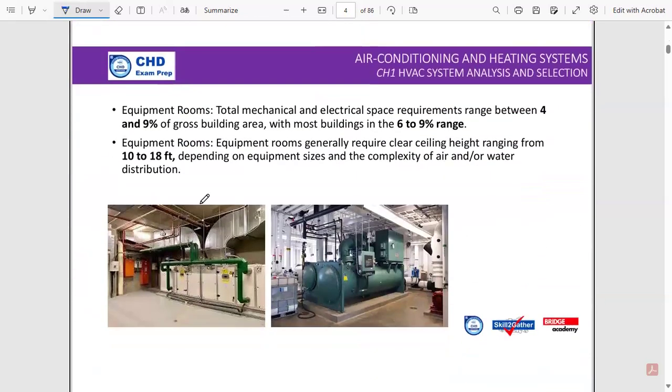Now let's talk about equipment room. But what is an equipment room? Equipment rooms are places where you are keeping the chiller or air handling units. The total machine and electrical space requirement for an HVAC system is actually between 4 to 9% of the gross area of the building. But in most cases, it is in the range of 6 to 9%.